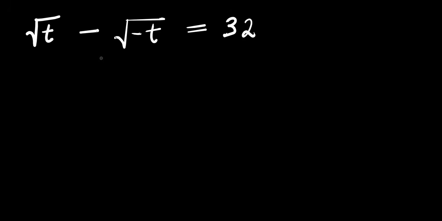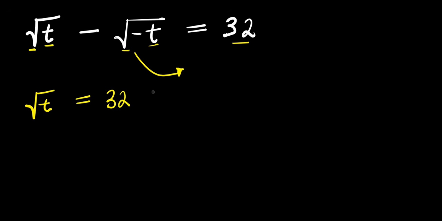Hello, how do you solve this radical problem? This is square root of t minus square root of negative t equals 32, solving for the values of t that satisfy this equation. Now, I need to move this over here. So we have square root of t equals 32.